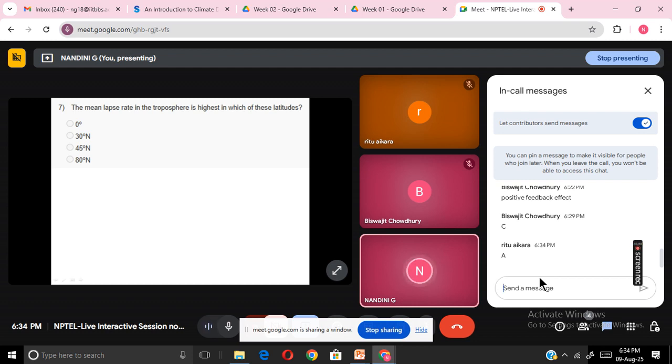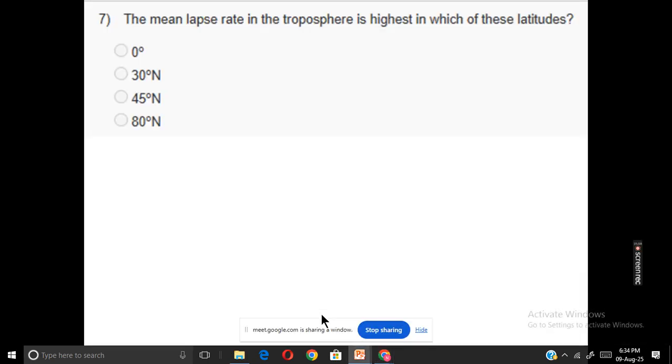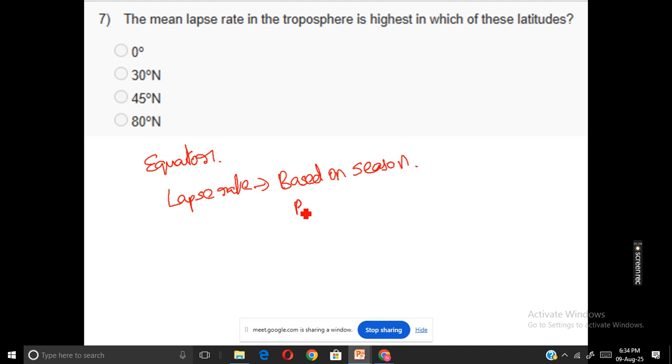The mean lapse rate in the troposphere is highest over the equator because of the largest temperature received over the region. Since the equator receives the largest amount of solar radiation, the equator is the region where the mean lapse rate is high. So lapse rate changes based on season and also based on latitude. It also changes based on the time of the day.